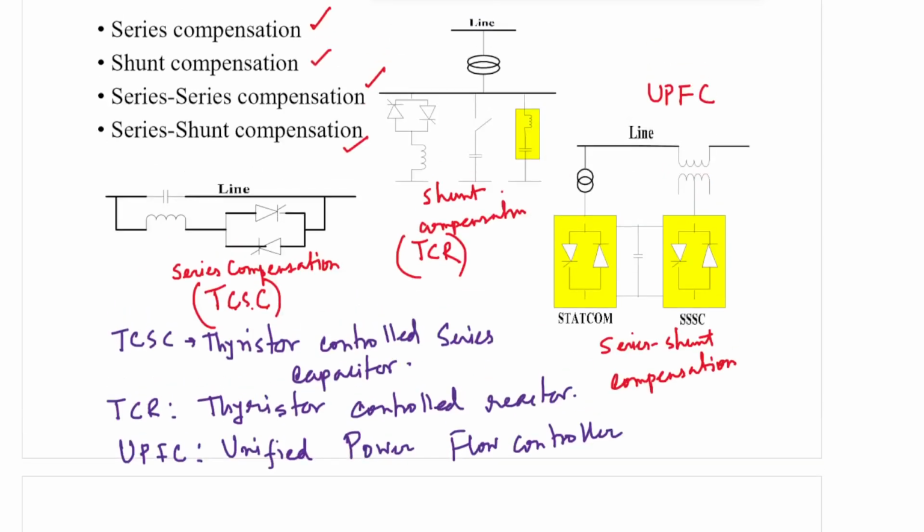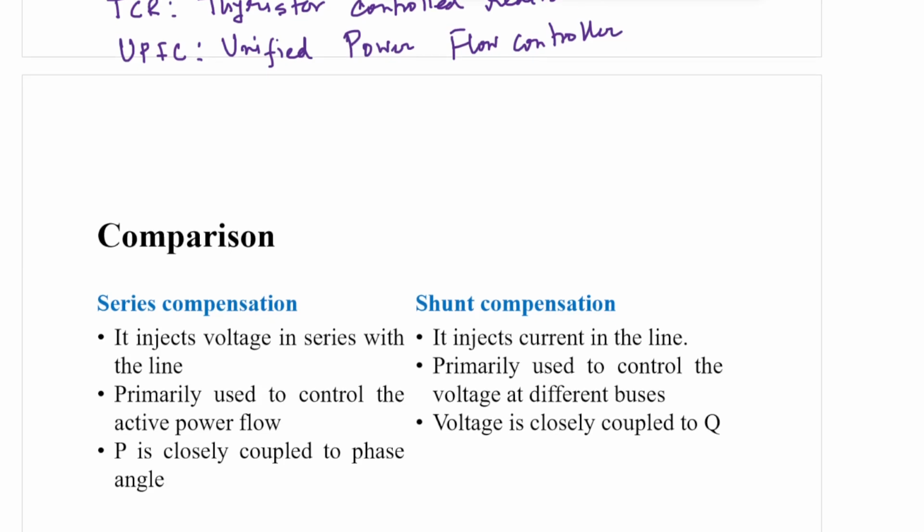Now let us quickly compare these two. What is series compensation and what is shunt compensation basically? Series compensation, as I already told you, means you connect a capacitor in series with that line. It will change your reactance and automatically you will get enhanced power or decreased power depending on the value.